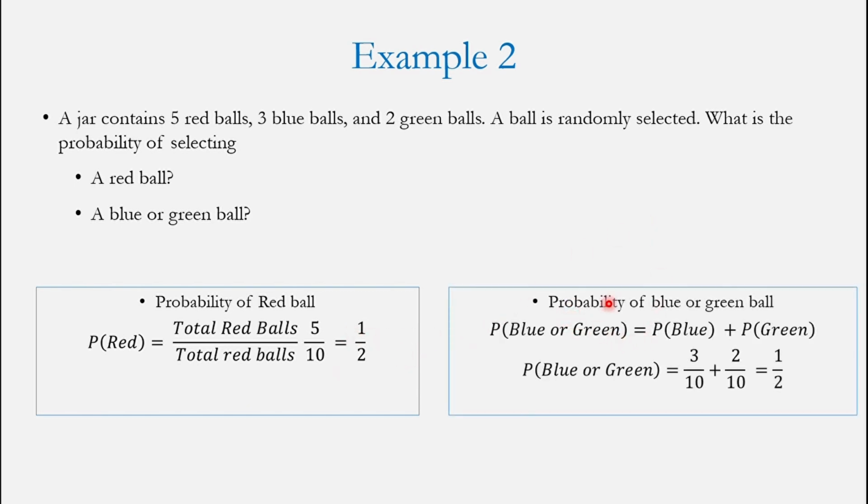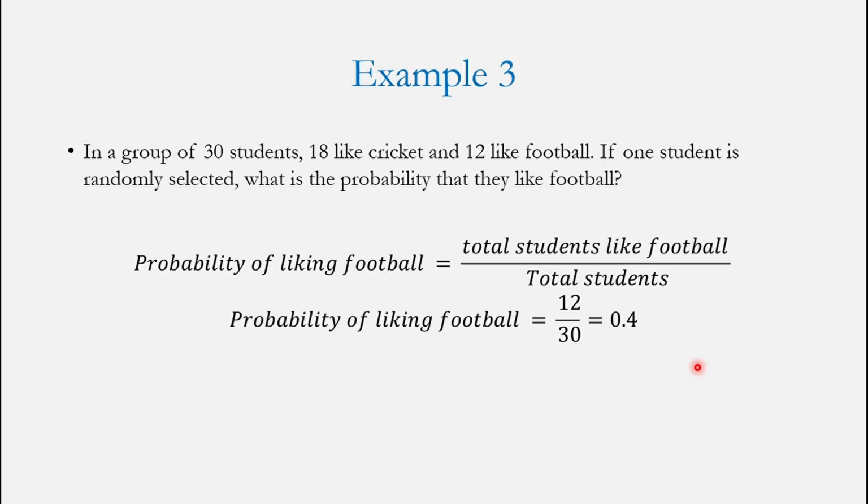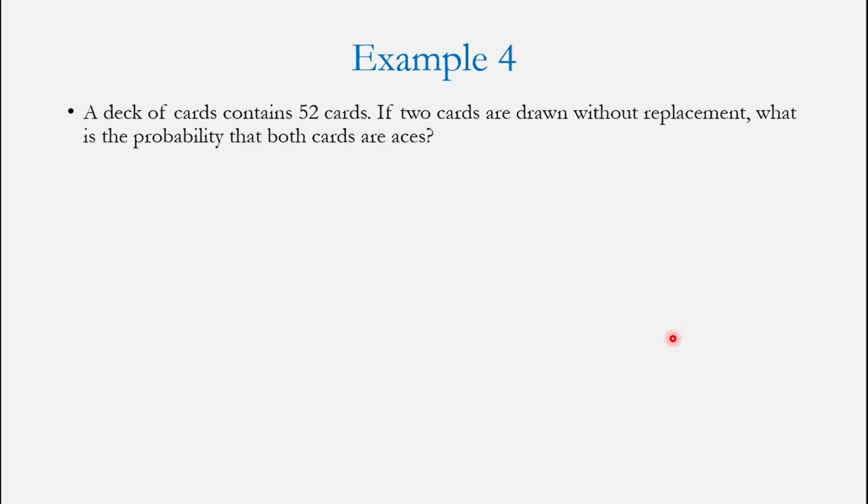In the second one, now we have OR, and OR indicates the addition axiom of probability, so it will be just the probability of blue plus the probability of green, which will give us 3/10 plus 2/10, giving us half. The third example, we have 30 students, 18 liking cricket and 12 liking football. So what is the probability that if one student is selected randomly, they like football? So here it will be just the total number of students who like football divided by the total number of students in the group. So it will be 12 divided by 30, which will give us 0.4.